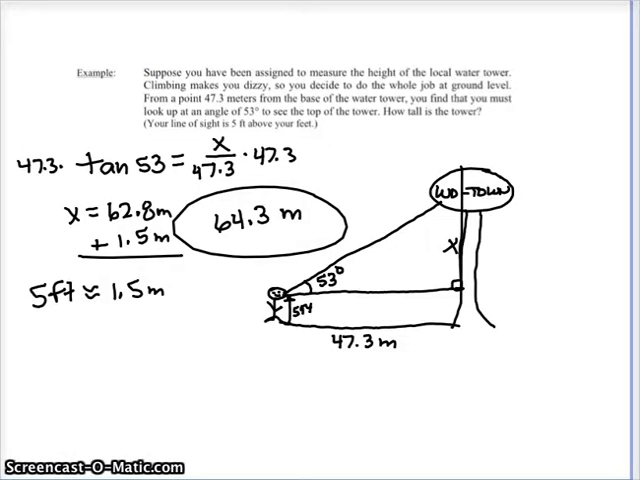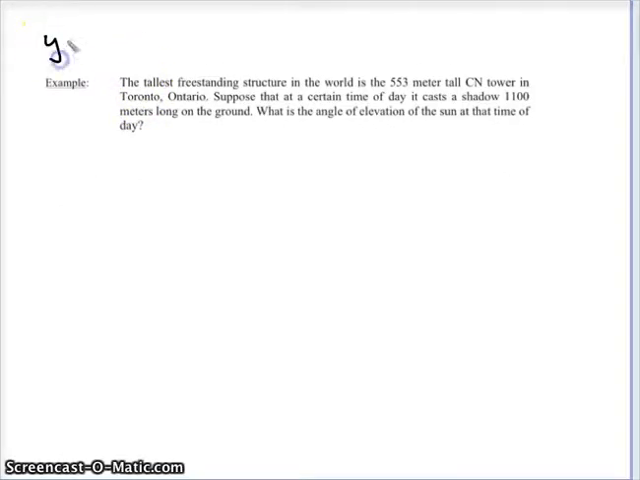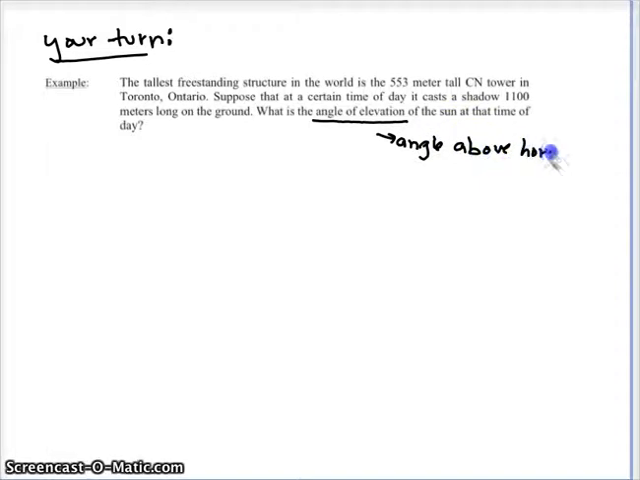All right, I'm going to let you take a try. This one's going to be your turn. Read the question, draw yourself a picture, label it, and then do your best to find the angle of elevation. Remember that angle of elevation represents the angle above the horizontal, or the horizon. Do your best, draw a picture, and then check your answer.